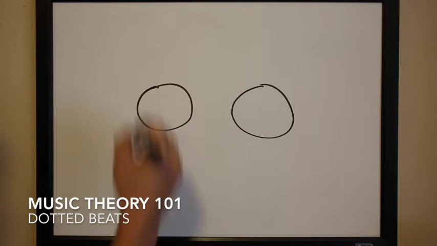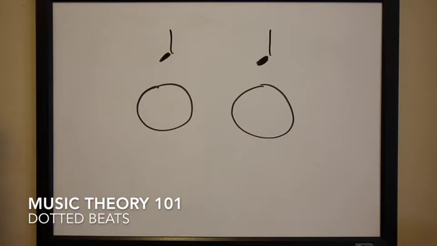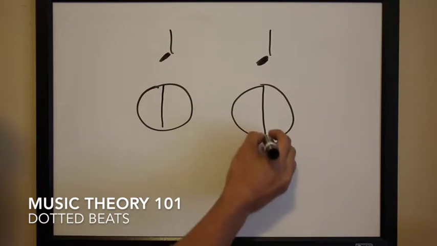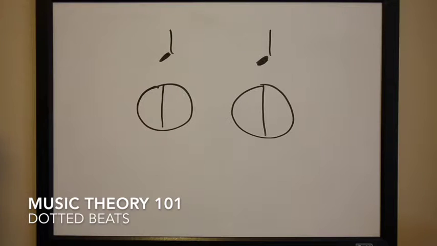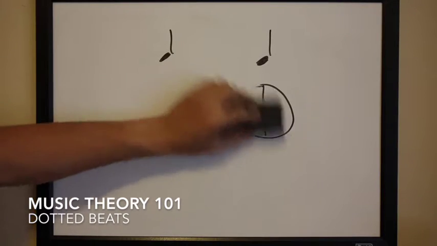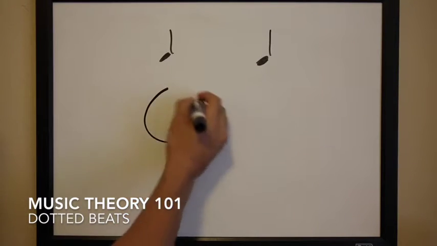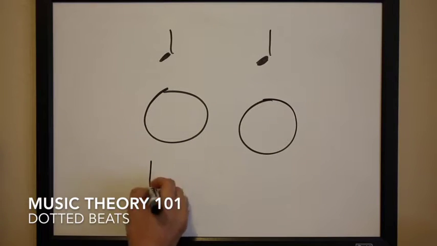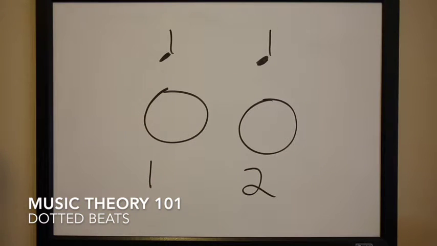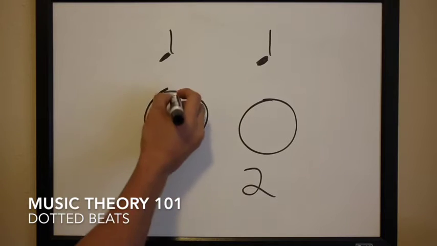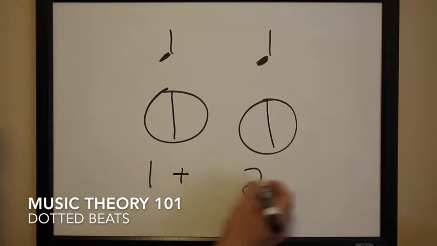Let's take a look at these 2 beats. I have 2 complete beats, 2 quarter beats. If I divide them in half, I get 4 halves. Now I can divide it a different way. Well, what I want to do is I want to add a dot to the original quarter note to make it slightly longer than the second beat.